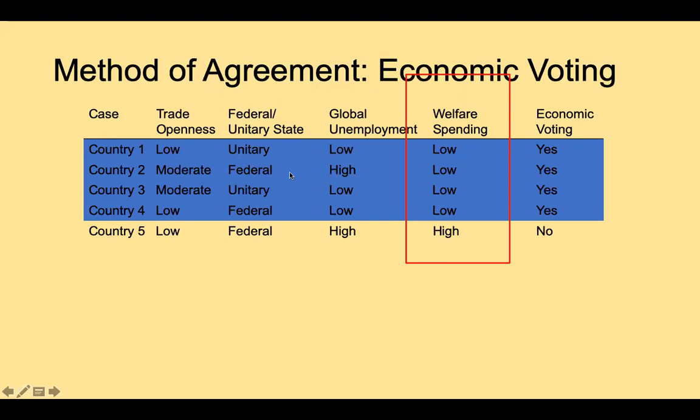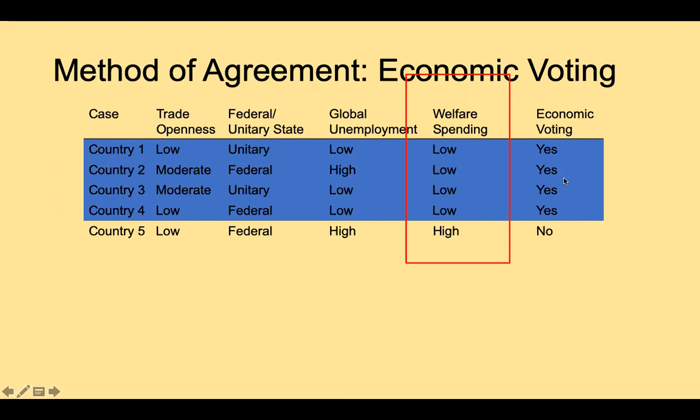And as a result of all of that, we can't actually say that any of these variables cause economic voting, because we need the variable to co-vary with economic voting, right? So if economic voting takes place in all four of these cases, then the factor that is explaining economic voting needs to also be present in all four cases. And the only variable that has that is welfare spending. You see low welfare spending, low welfare spending, low welfare spending, low welfare spending, in all four positive cases of economic voting. And lo and behold, the one case where economic voting did not take place also had high welfare spending. And so there's covariance between welfare spending and economic voting.